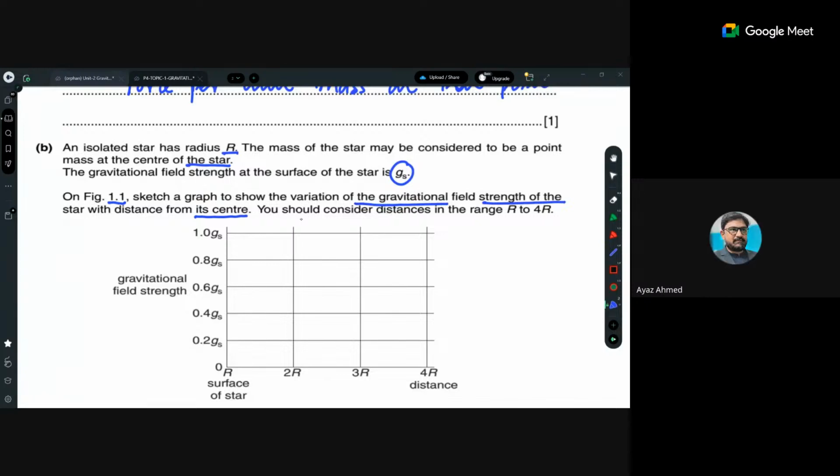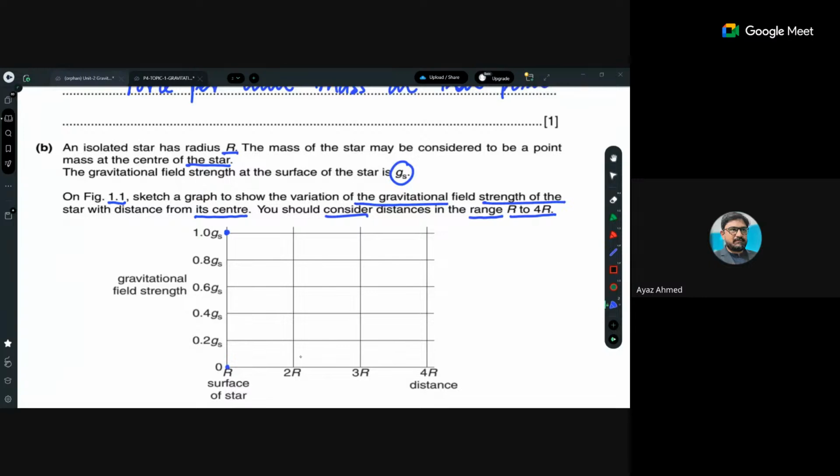Decreasing, yes. You should consider the distance in the range R to 4R. So at R, this is not the center, this is R. At R, this point is the maximum. GS, he told us it is GS.